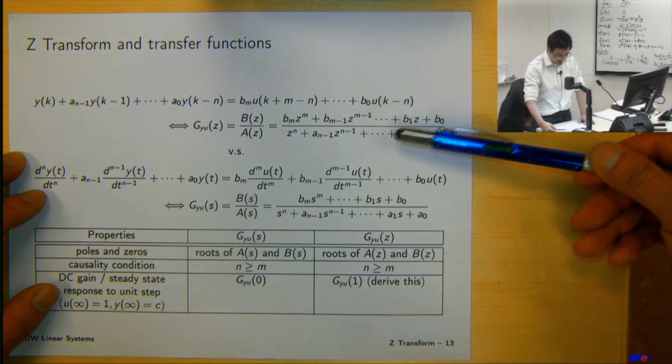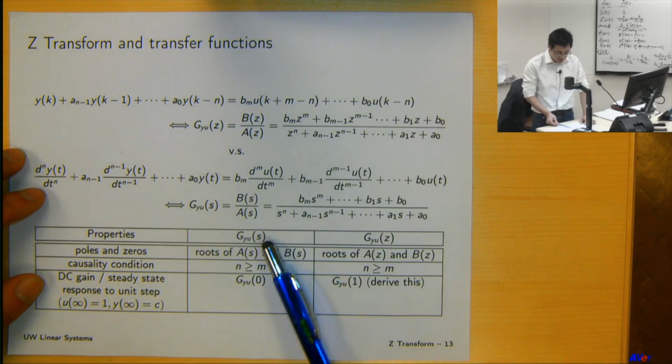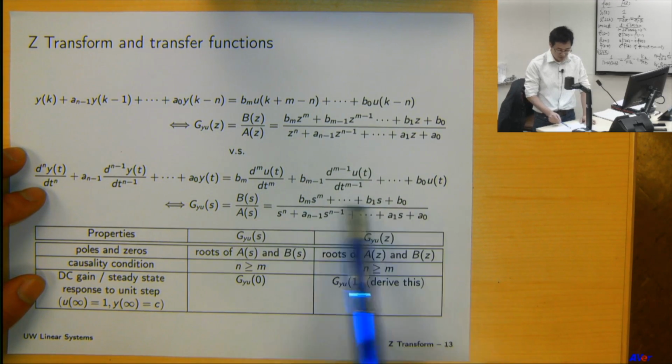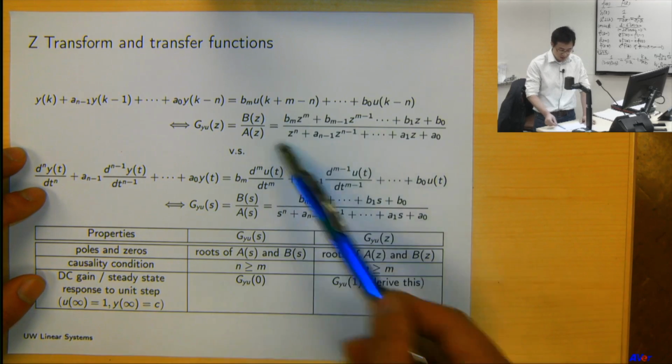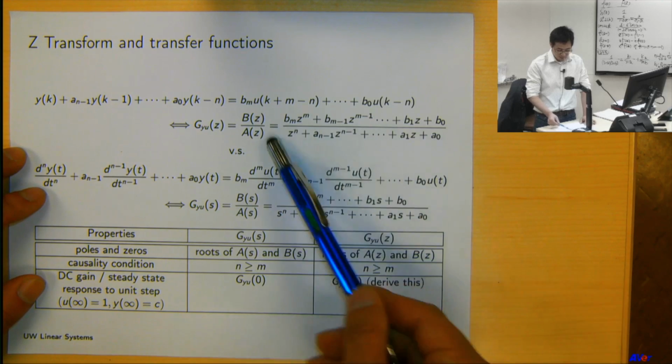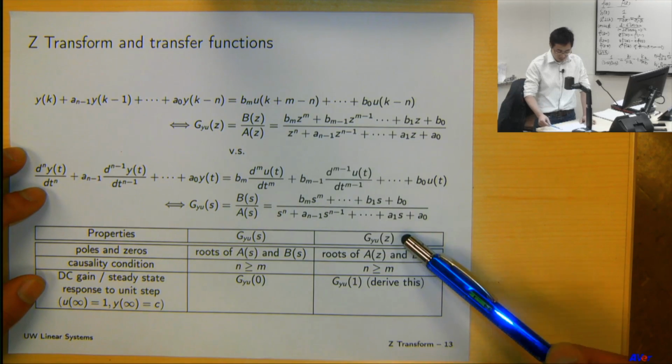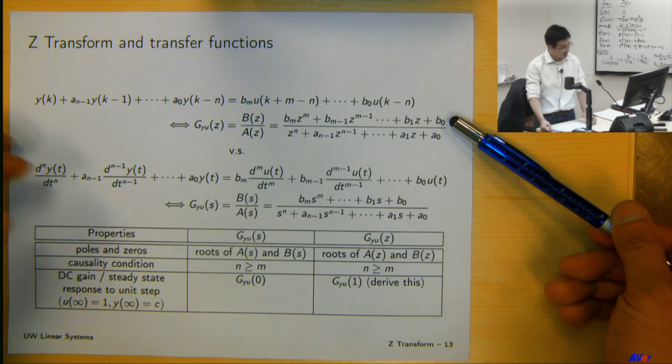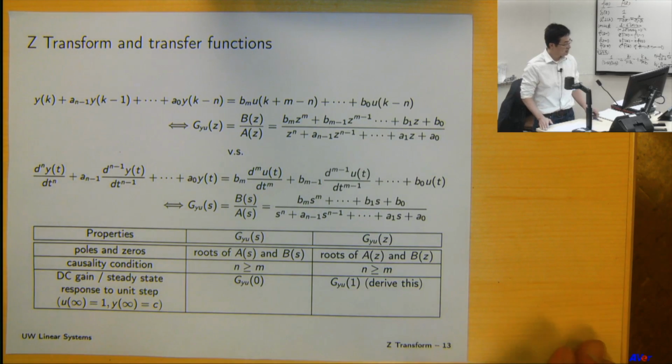Recall that in continuous time, poles are the roots of the denominator and zeros are the roots of the numerator. The same thing happens here. You can calculate the poles from the denominator in the discrete time domain, and you can calculate the zeros from the numerator of this transfer function. We require the denominator order to be larger than or equal to the numerator's order for G(s). We do the same thing for G(z).